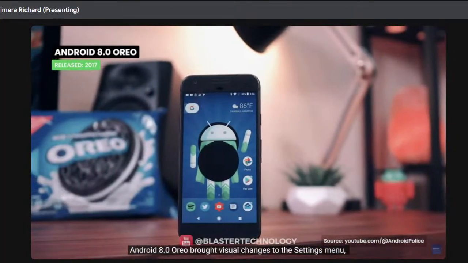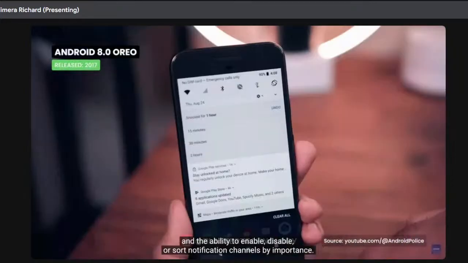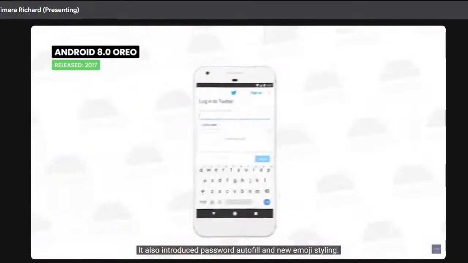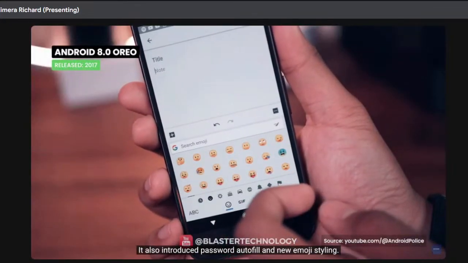Android 8.0 Oreo brought visual changes to the settings menu, along with native support for picture-in-picture mode and the ability to enable, disable, or sort notification channels by importance. It also introduced password autofill and new emoji styling.